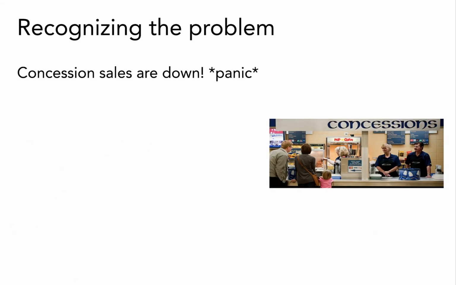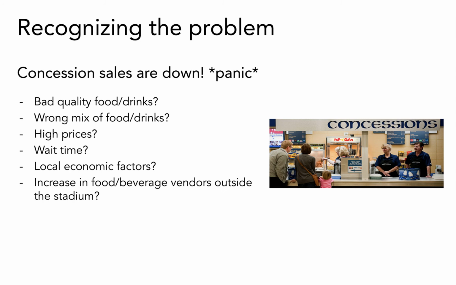Let me illustrate this with an example. So let's say you work at a concession stand in a stadium and you notice that concession sales are going down. What could be potential causes of this decline in concession sales? Could be a wrong mix of food and drinks, bad quality of foods and drinks, maybe the prices are too high, maybe there's too long of a wait time, maybe there's local economic factors that have changed the circumstances, maybe there's an increase in food and beverage vendors outside of the stadium with appealing offers, maybe there's a pandemic and no one's coming to the stadium anymore. So there could be a variety of reasons leading to a downturn in concession sales.